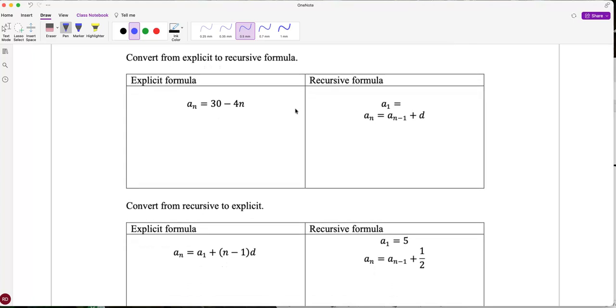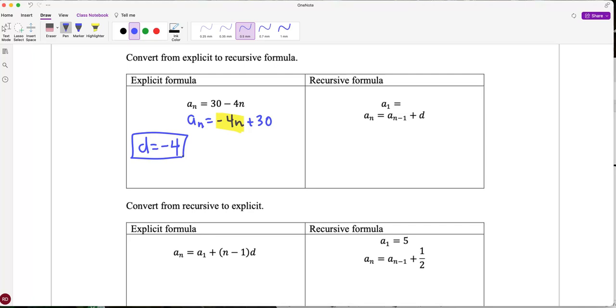Converting from an explicit formula to a recursive formula. So how do I get here? So here's my explicit formula. AN is equal to 30 minus 4n. So AN is equal to negative 4n plus 30. So when I look at this, that tells me my slope. Okay, slope is really the same concept as common difference here. So in this problem, I know that D is going to equal negative 4.